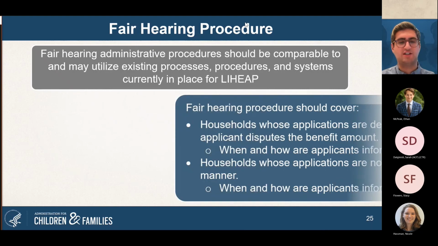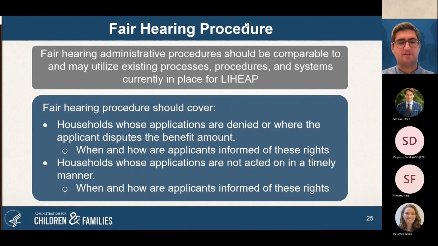In addition, consider that your fair hearing procedure should cover the following areas. Your fair independent hearing procedures for households whose applications are denied or where the applicant disputes the benefit amount, and when and how are applicants informed of these rights, and your fair hearing procedures for households whose applications are not acted on in a timely manner, and when and how are applicants informed of these rights.